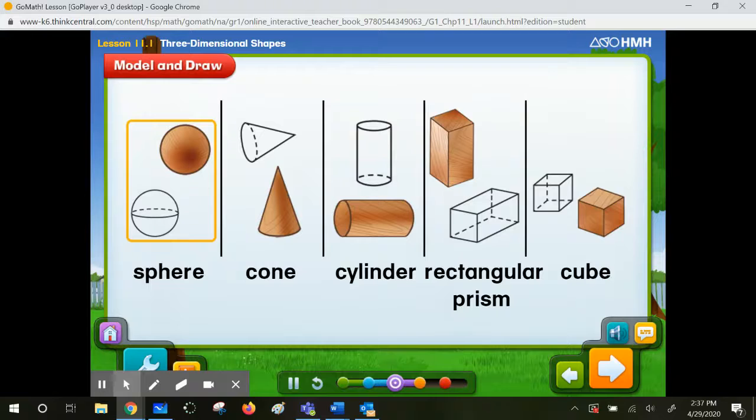Good job! A sphere is different from all these other shapes because it has only curved surfaces and no flat surfaces. Like a cone, which shape has curved and flat surfaces? Select the answer.